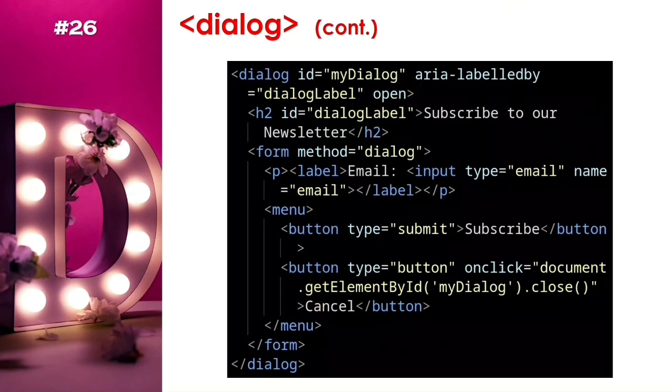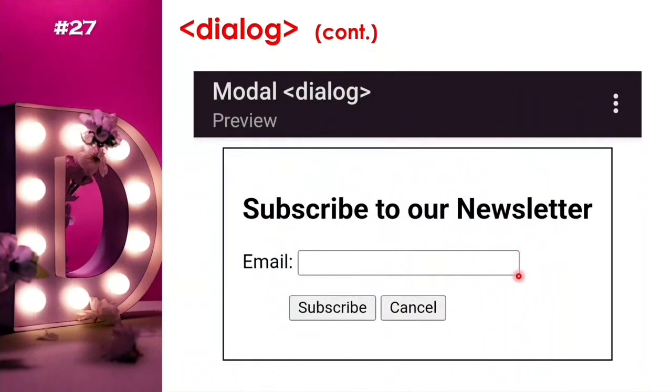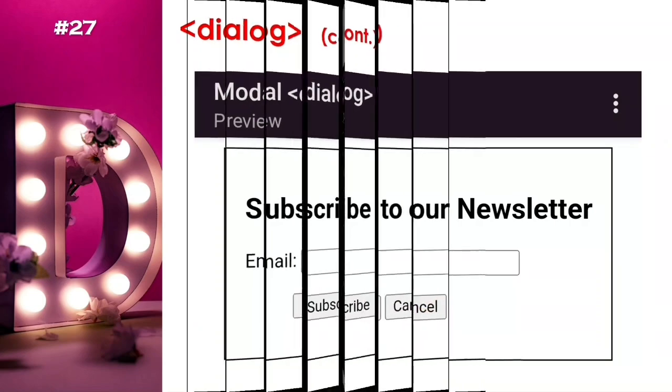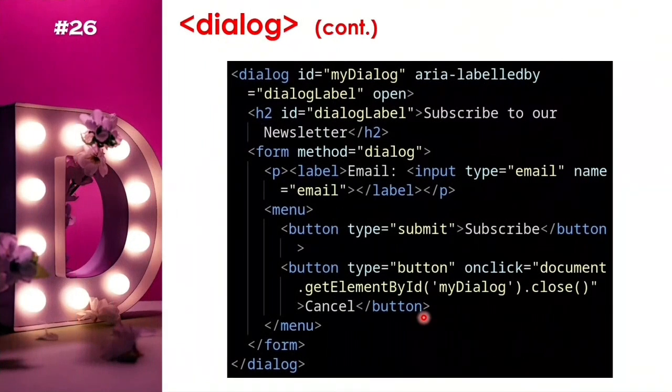So I've just used open in here so that we can simply see it. It's a very simple example. So this is how it's going to be rendered, right? We have the H2, the label, and the email input, the subscribe button, and then this cancel button. This cancel button is used to close it. So you can see a simple example.